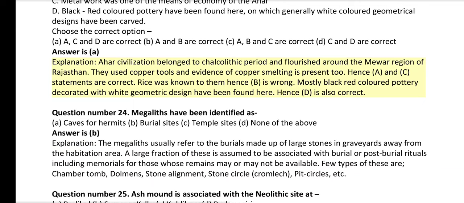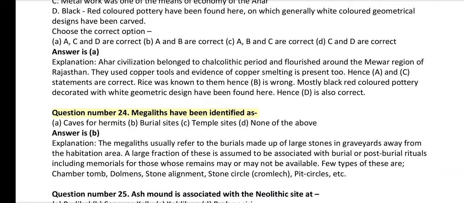Explanation. Ahar civilization belonged to Chalcolithic period and flourished around the Mewar region of Rajasthan. They used copper tools and evidence of copper smelting is present too. Hence A and C statements are correct. Rice was known to them, hence B is wrong. Mostly black red colored pottery decorated with white geometric design have been found here. Hence D is also correct.